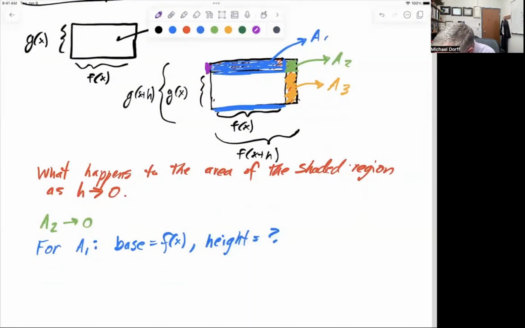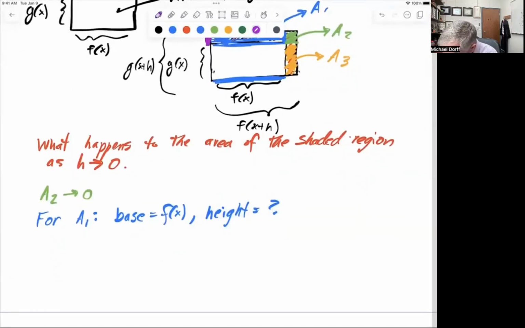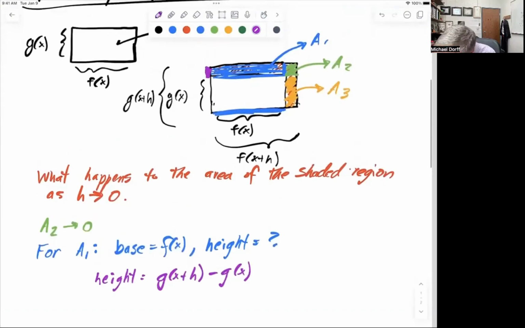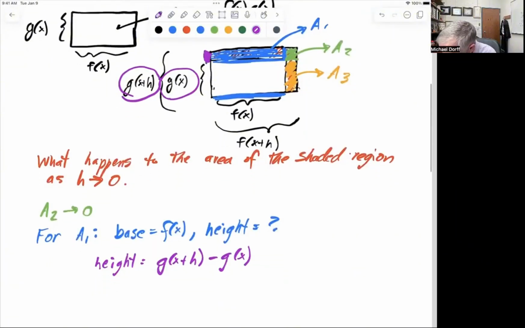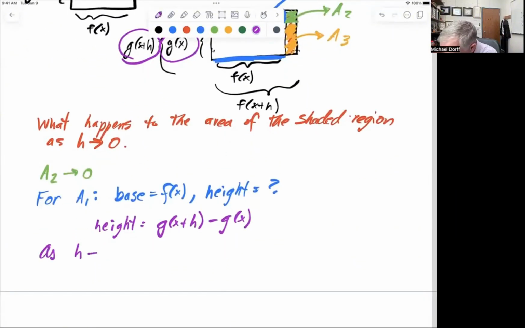The height is going to be this purple part there. So the height is going to be the difference, g of x plus h minus g of x, right? Because here's my g of x and here's my g of x plus h. And if I subtract those two, I'm going to get that purple region right there. And as h gets smaller, goes to 0, this becomes the same thing.